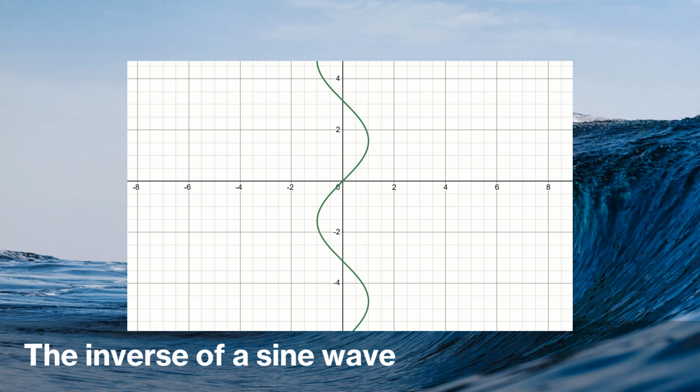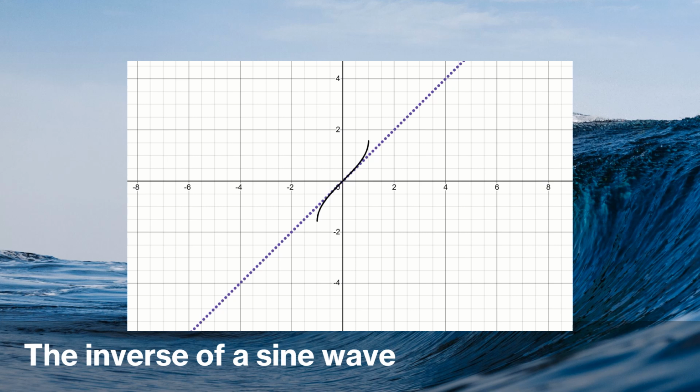It doesn't pass a vertical line test, which makes sense because my original function y is equal to sine of x is not 1 to 1. So what we're going to do is limit this to just this little piece. Now, this is the part of the sine of x that would be 1 to 1. So now when I reflect this over the purple dotted line, I get this.